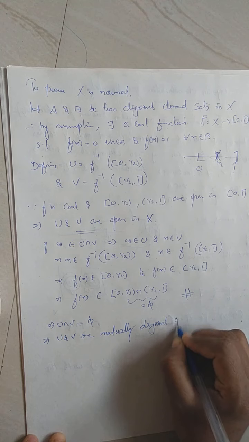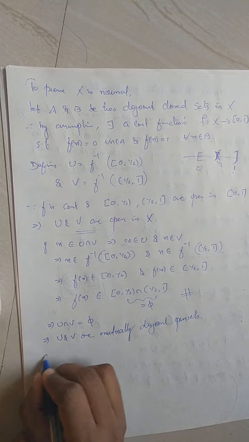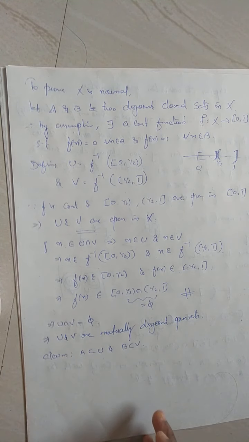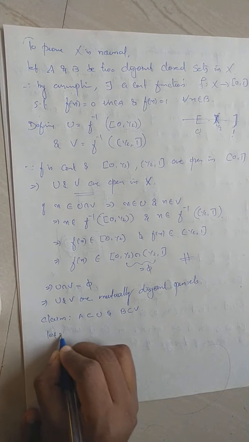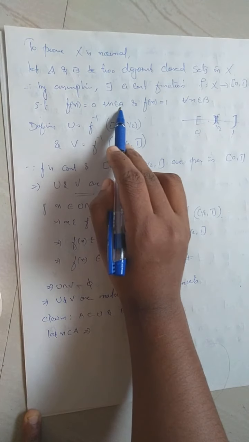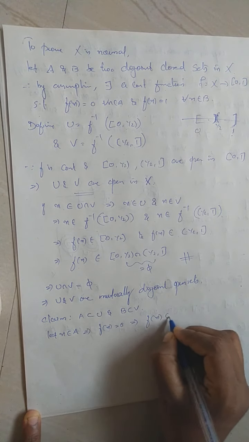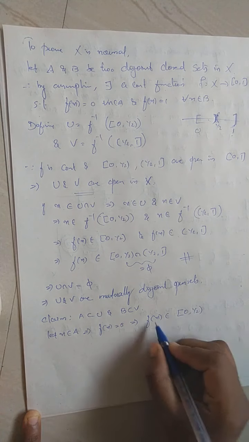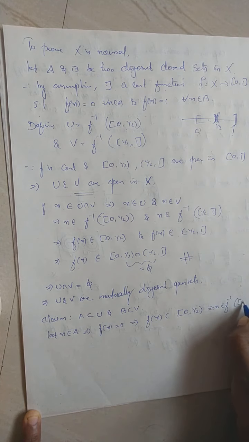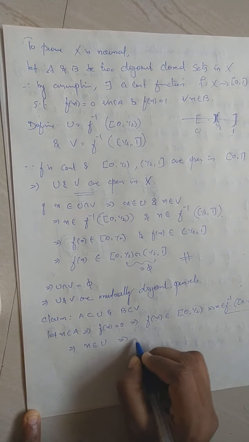Now we will prove A is contained in U and B is contained in V. Next we claim that A is contained in U and B is contained in V. When you prove this, our space will become normal. So let x belong to A. By definition, f maps every element of A to 0, so f of x is 0. Since its value is 0, f of x belongs to the interval [0, 1/2), which means x belongs to the inverse image of that set, which is U. So A is contained in U.